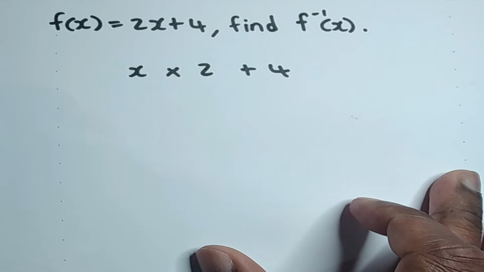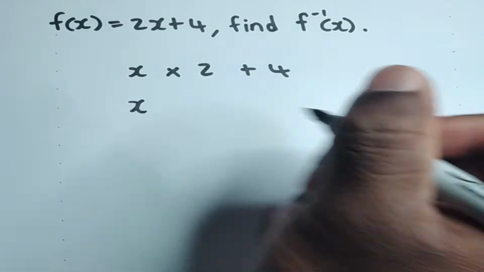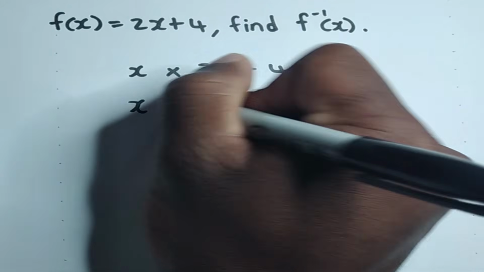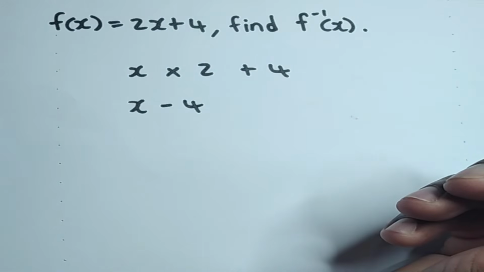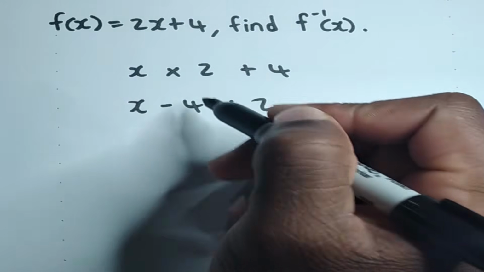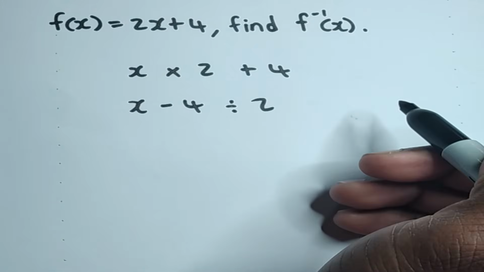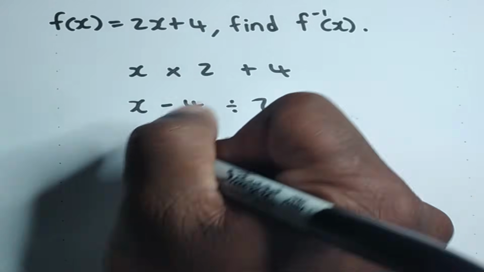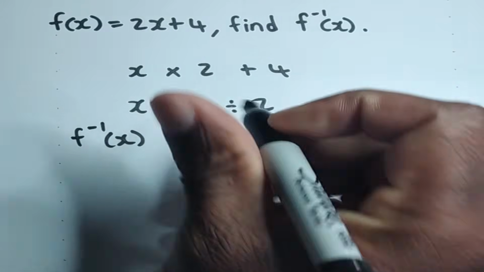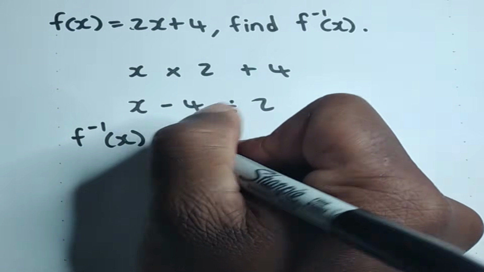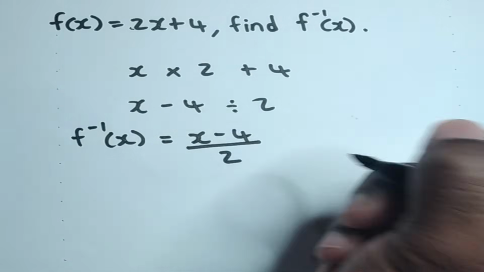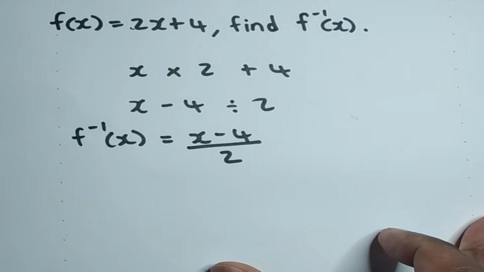Now if we should do the opposite, we'll start from here. The opposite of adding 4 is to minus 4, and whatever we have, we're going to divide by 2, because the opposite of multiplying by 2 is to divide by 2. So this is what the inverse of the function would give us. The inverse of 2x plus 4 will be x minus 4, divided by 2. And that's how we can obtain the inverse of the function.